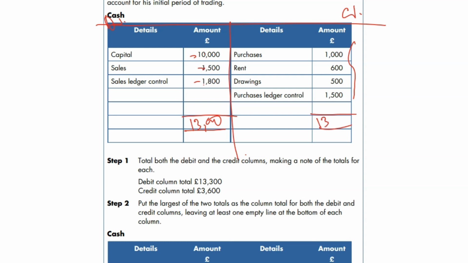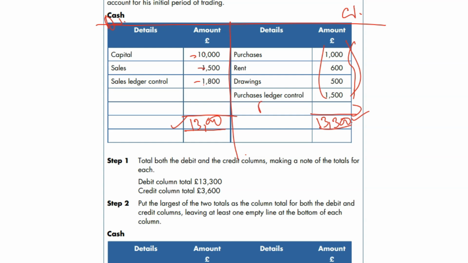Writing on the opposite side as well, the bigger figure. Written here, written on the other side. And did you see I kept a gap at the top and at the bottom as well, because we're going to write balance CD, BD there. Balance CD is always within the box before the total. I repeat, before the total. So from the 13,300, you need to take away all these items. 4 items.